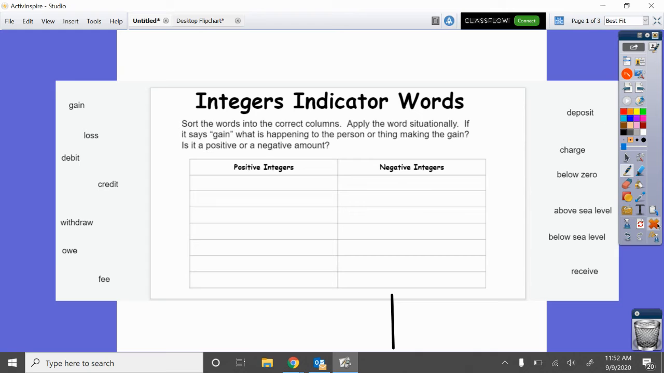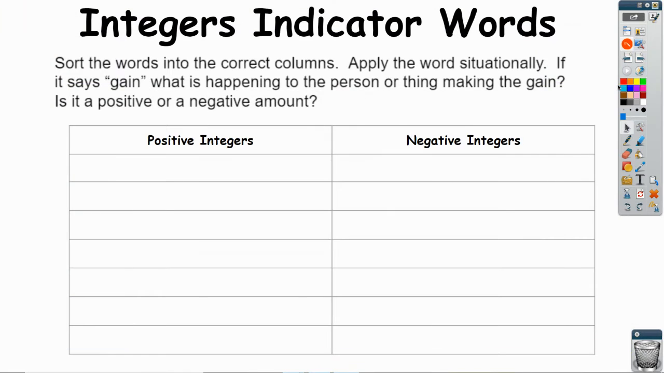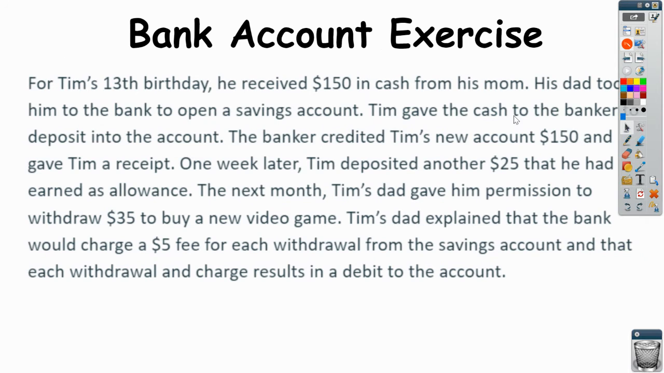All right, the last little activity that we're going to work on here is the bank account exercise, and this is on paper in your paper notebook, and it's also in your digital notebook right after your vocabulary notes. So pause the video, take a minute. I want you to read this paragraph and then start the video up again, and we're going to talk about it.